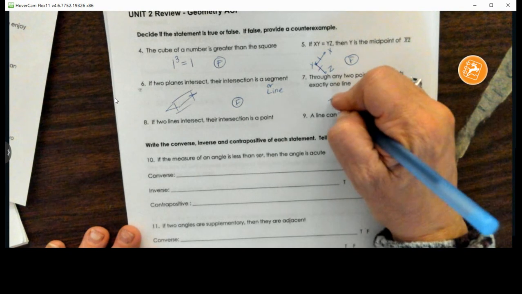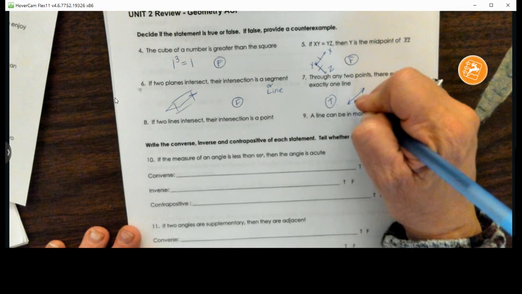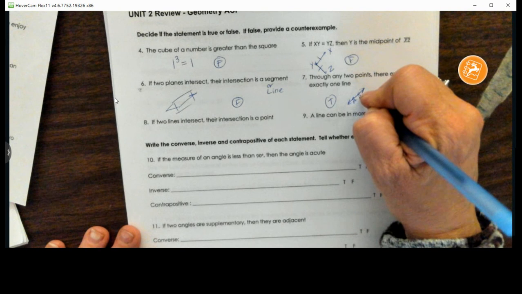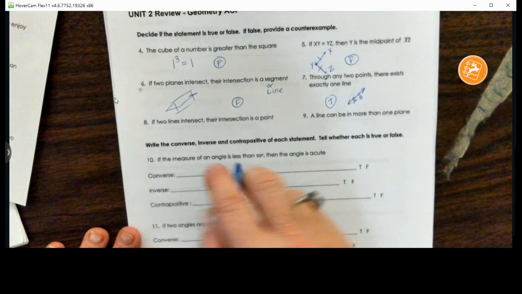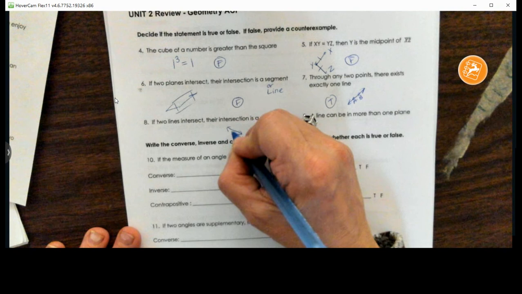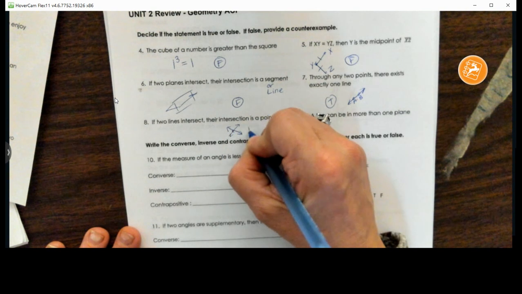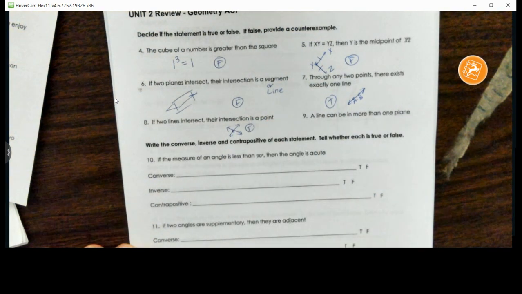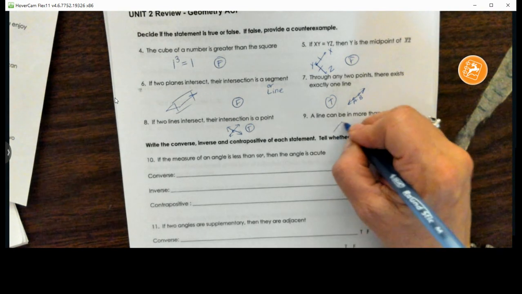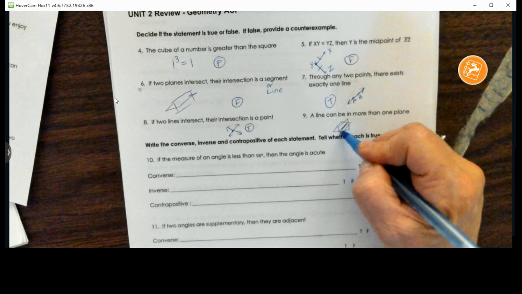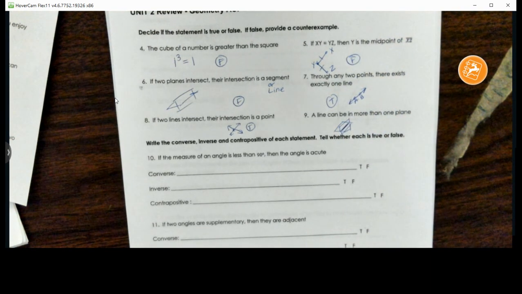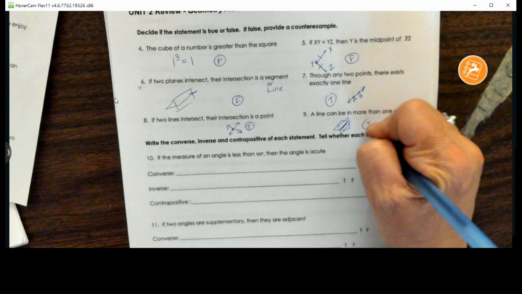This is true. I end up with a line segment with A and B. Over here, two lines intersect, and their intersection is a point. That is true. There's no counterexample. And we have two planes intersecting over here, and the line of intersection is part of both, so this is also true.